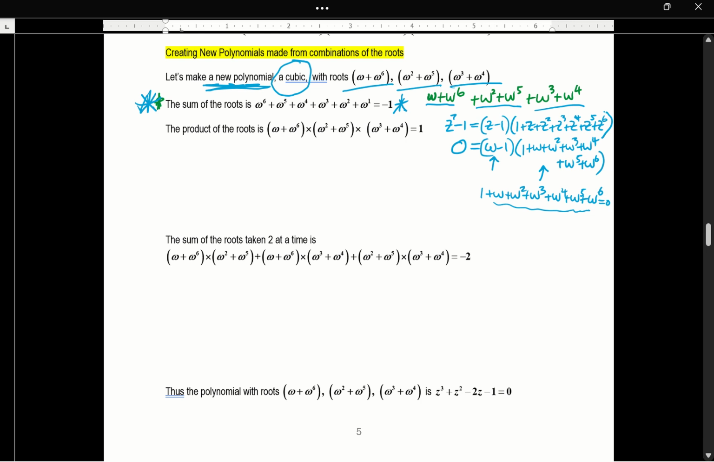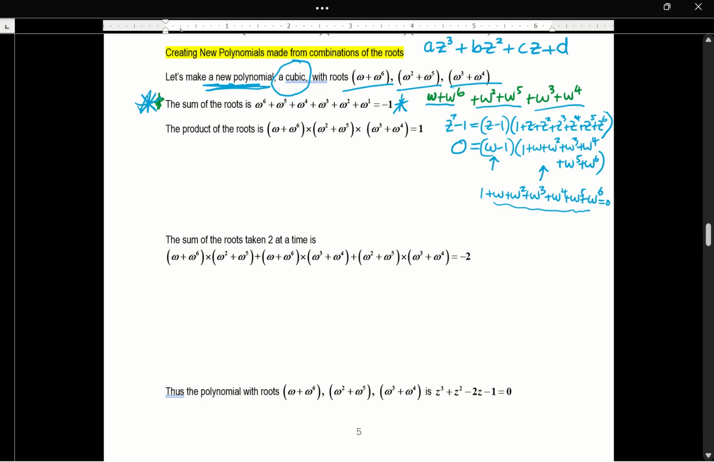And remember, the sum of the roots is minus b on a. I'm saying we've got some polynomial a z cubed plus b z squared plus c z plus d. We've got this polynomial, and we know the sum of the roots from that polynomial is minus b on a. So far we've found that minus b on a is equal to minus 1.